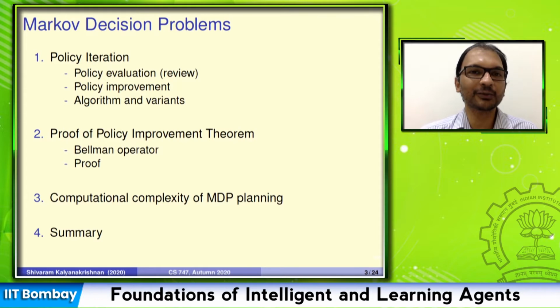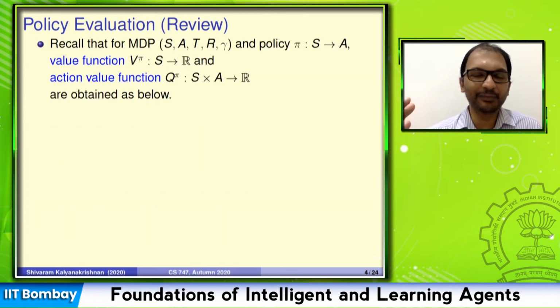We will also look at policy iteration as a family of algorithms, and in section 3, I will go over some existing results on the complexity of policy iteration, in addition to complexity results for value iteration and linear programming. And with that, we will finish. All right, let's get started then with policy iteration by first looking at policy evaluation.